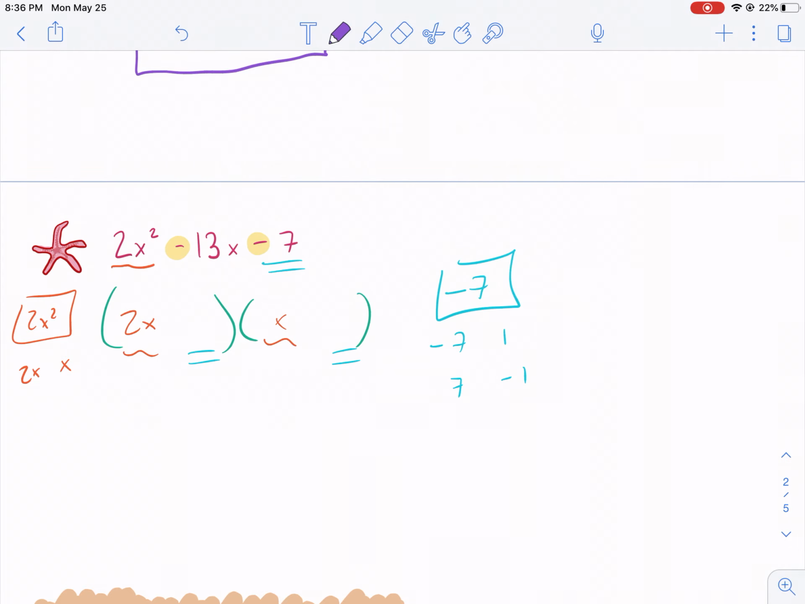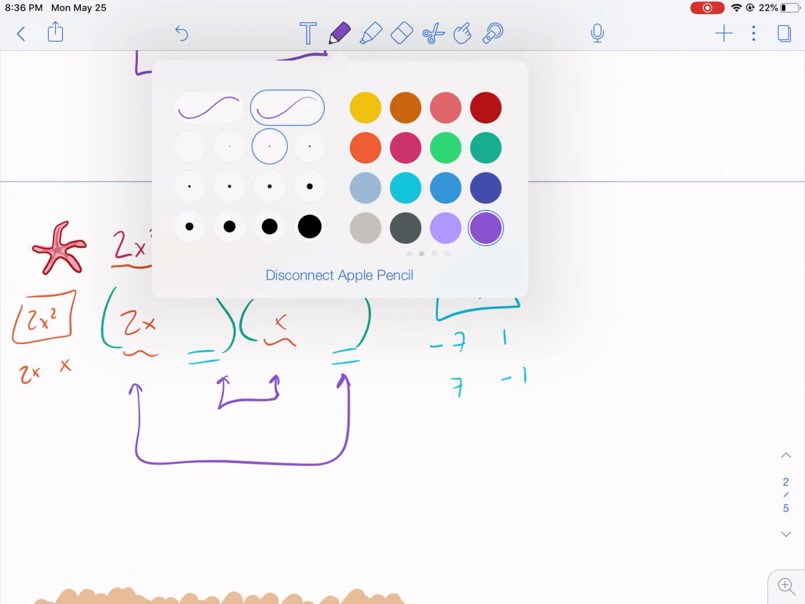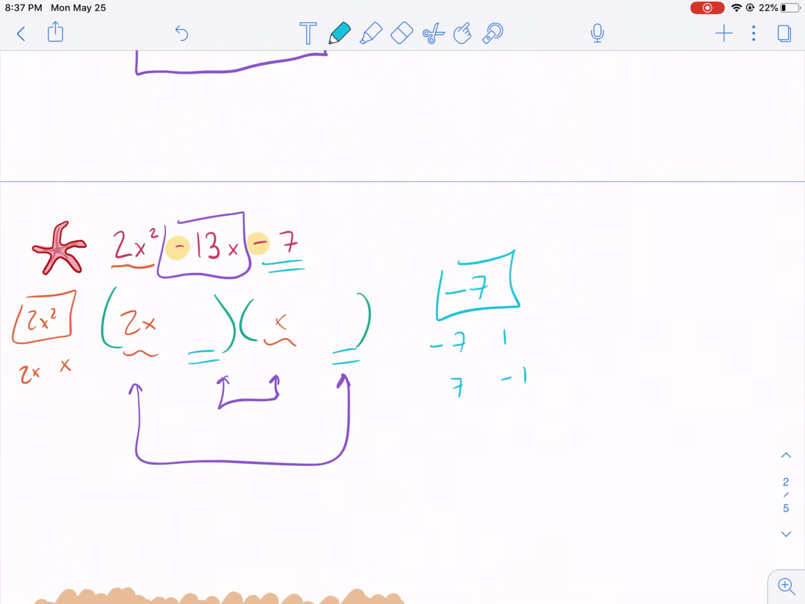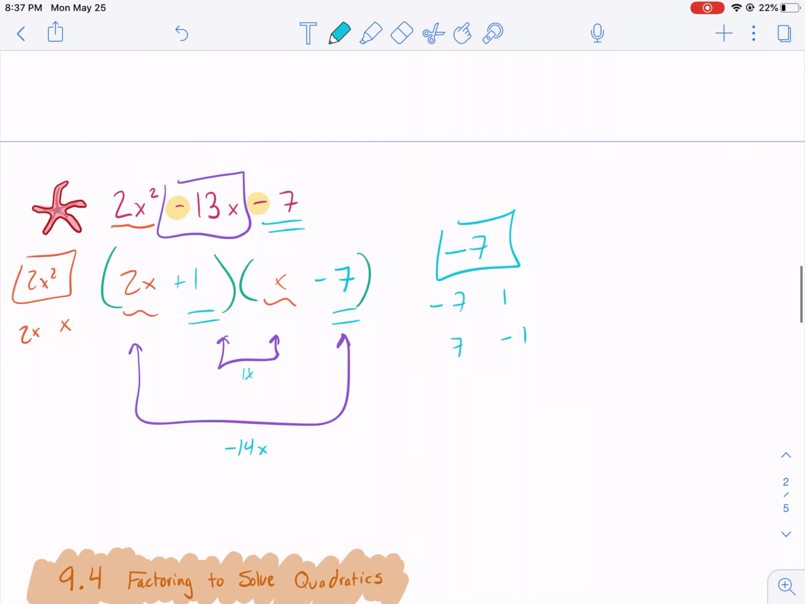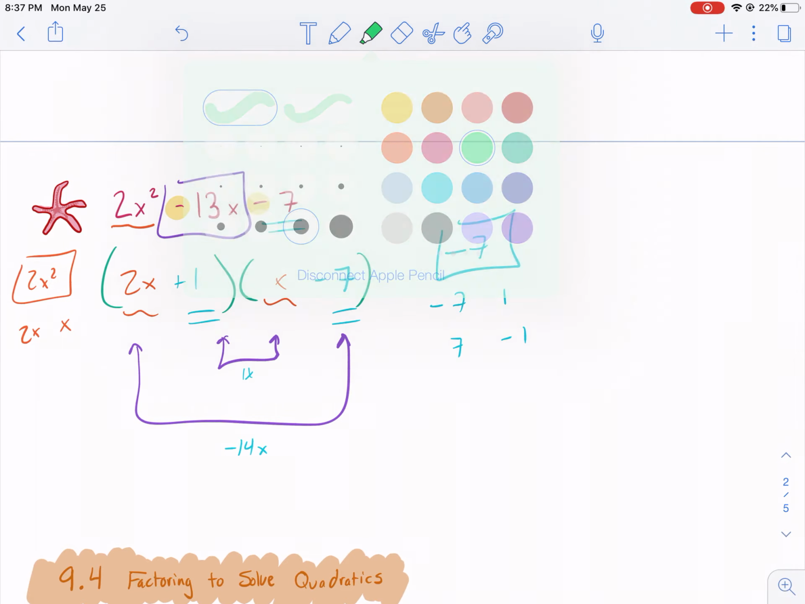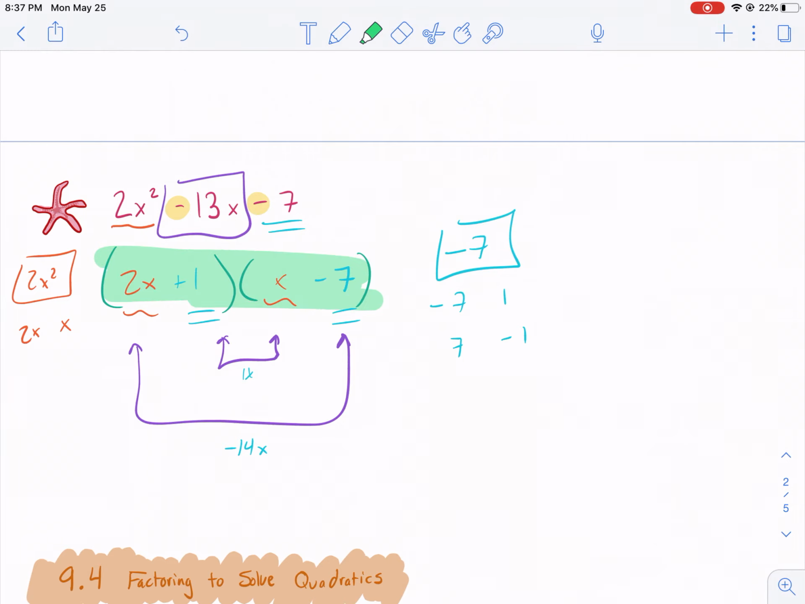Keeping in mind that we're going to be multiplying these outside terms and then adding it to these inside terms to get this middle term here. So clearly I need to multiply 2x times negative 7 to get negative 14. That will give me negative 14x. And then I would be adding this to 1x. Negative 14x plus 1x gives me negative 13x. I have my answer, which is this. I'm trying highlighting this time. Hopefully that looks a little bit better for you.